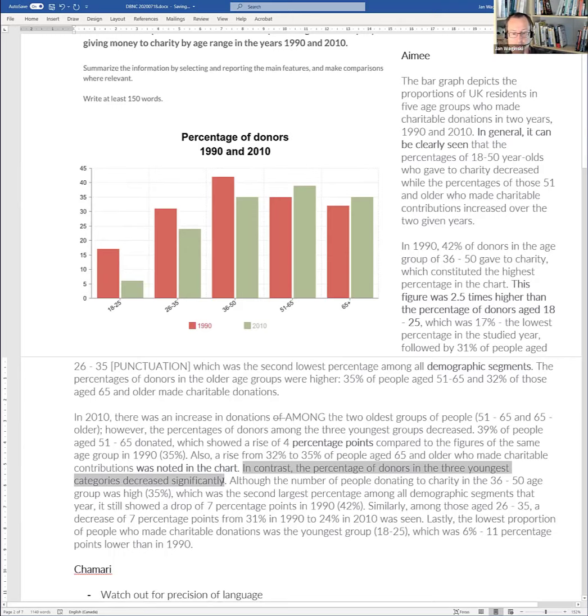So in contrast, the percentage of donors in the three youngest categories decreased significantly. Although the number of people donating to charity in the 36 to 50 age group was high, 35%, which was the second largest percentage among all demographic segments that year, so that's another meaningful comparison, it still showed a drop of 7 percentage points from 1990, 42%. Similarly, among those aged 26 to 35, a decrease of 7 percentage points from 31 in 1990 to 24% in 2010 was seen. Here we've got passive voice again. Lastly, the lowest proportion of people who made charitable donations was the youngest group, 18 to 25, which was 6%, 11 percentage points lower than 1990.